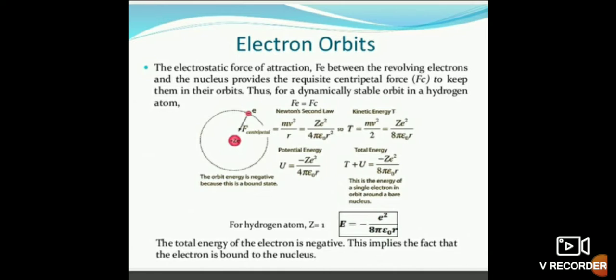Potential energy U is equal to −Ze²/(4πε₀r). Thus, total energy T + U is equal to −Ze²/(8πε₀r). For a hydrogen atom, we know Z = 1. So, E is equal to −e²/(8πε₀r). The total energy of the electron is negative. This implies that the electron is bound to the nucleus.